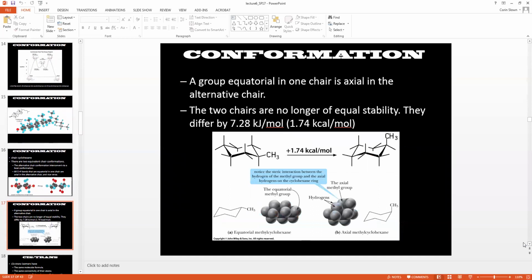Here's what's interesting. Once I start adding substituents, then the 2 chairs are no longer of equal stability. They're going to differ by 1.74 kcal per mole. So for example, it is much lower energy to have a methyl group as a substituent be in the equatorial position than it is to have that methyl group in the axial position.